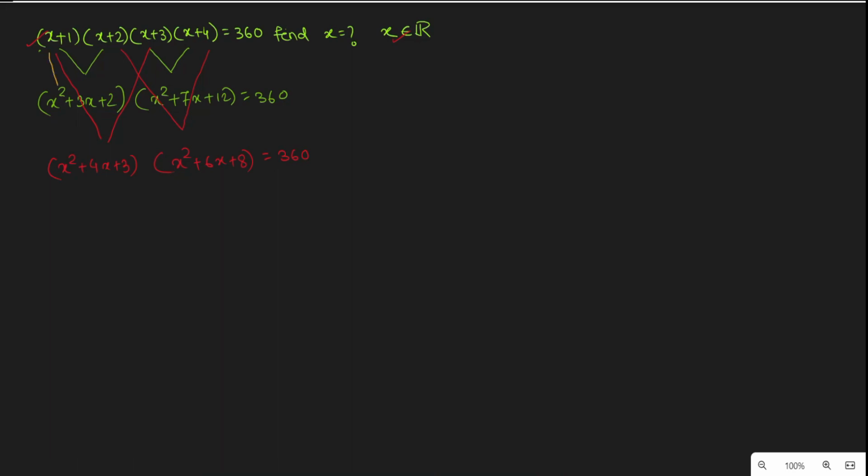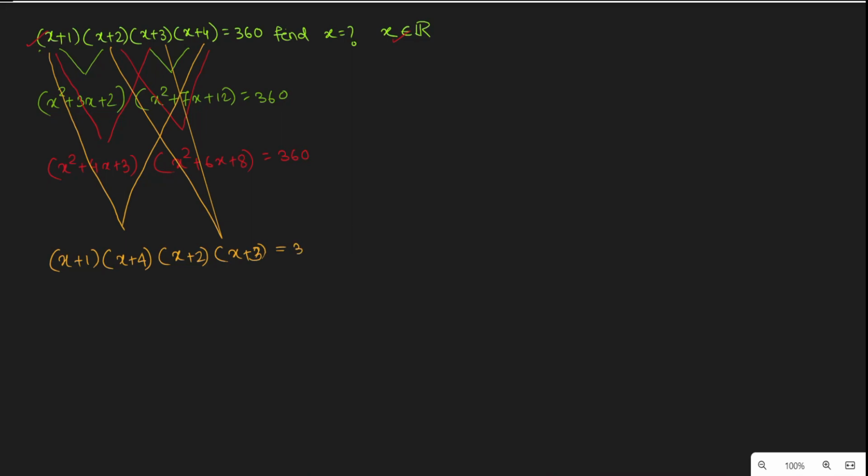Then the magic will happen when we multiply expression 1 with expression 4 and then expression 2 with expression 3. So we can rewrite this equation as (x+1)(x+4) times (x+2)(x+3) equal to 360. Now let us solve this. x(x+4) + 1(x+4). Let us multiply these two expressions. x(x+3) + 2(x+3) is equal to 360.